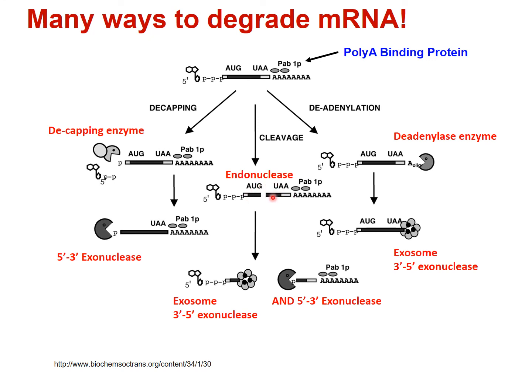Now, this right-hand portion of this messenger RNA now has no 5' cap. So this looks like this guy over here. So this 5' to 3' exonuclease can degrade this portion of the messenger RNA. So we can have degradation of a messenger RNA that's cleaved by a nuclease by both the exosome and a 5' to 3' exonuclease.